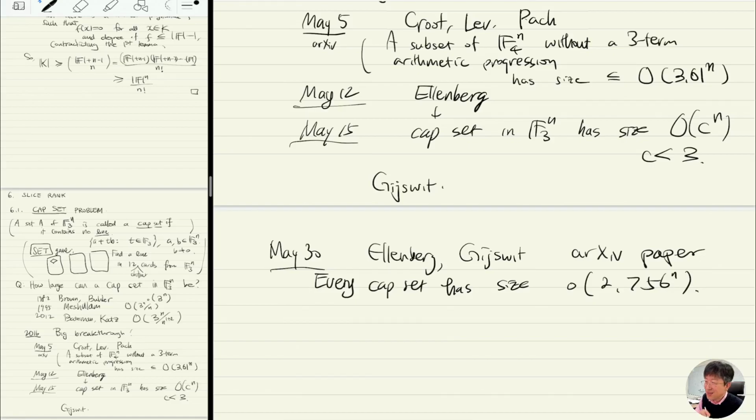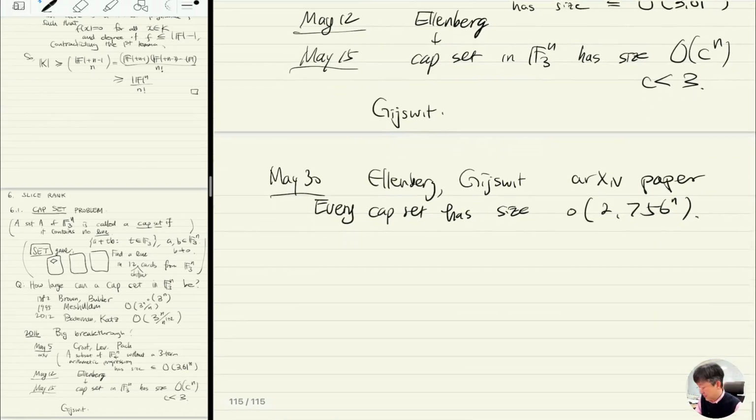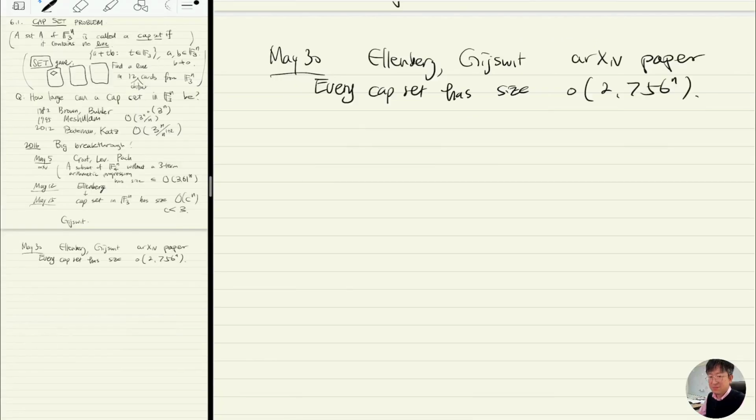And this was the first non-trivial exponential upper bound. And they not only solved this capset problem, but they also solved the more general problem with other fields as well. And this was published in Annals of Math in 2017, right? And it had only 4 pages, right? So we're gonna see the proof.